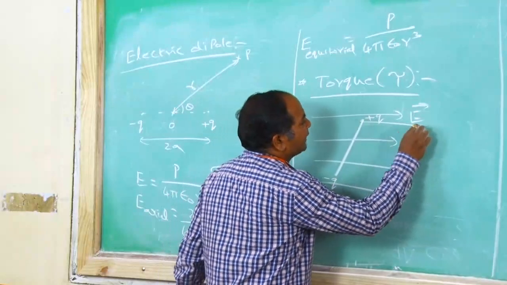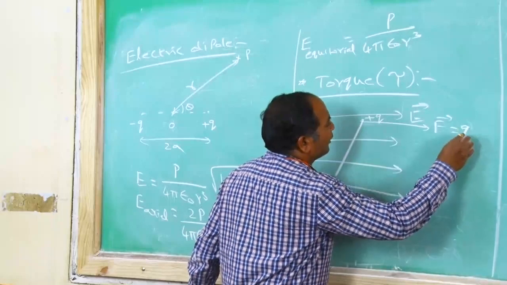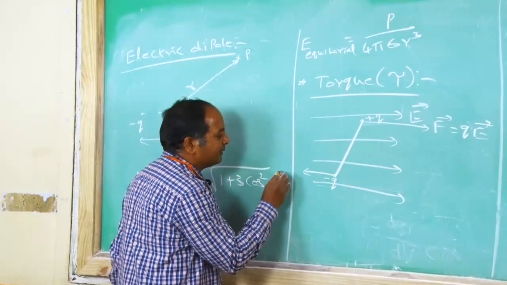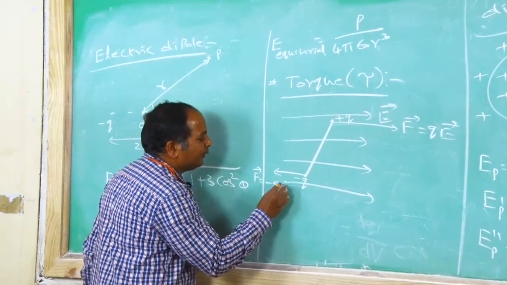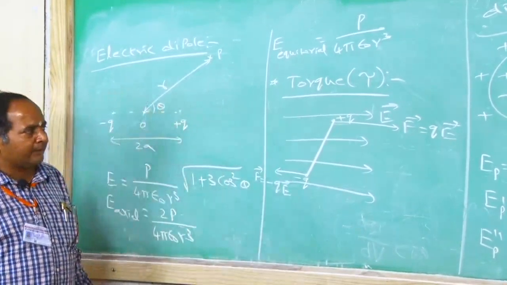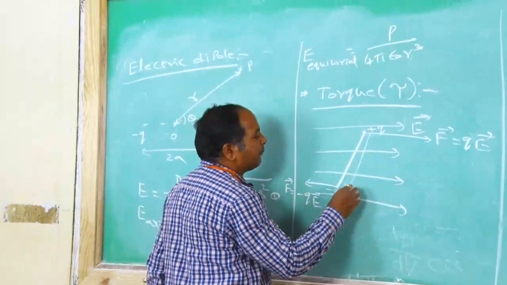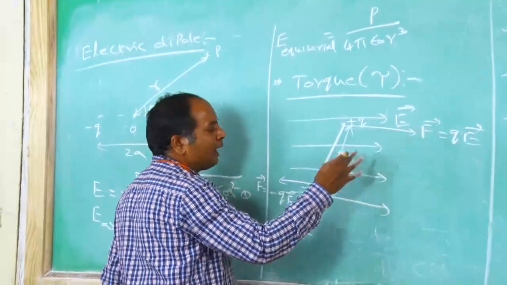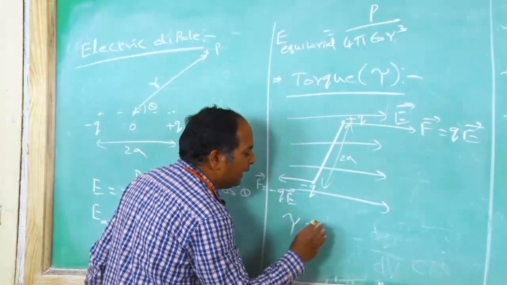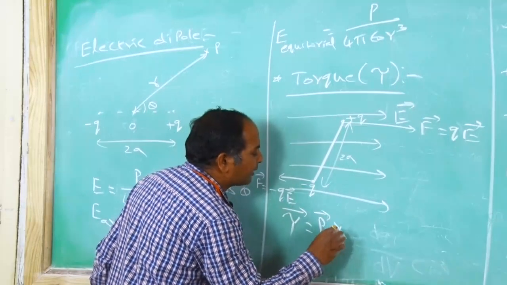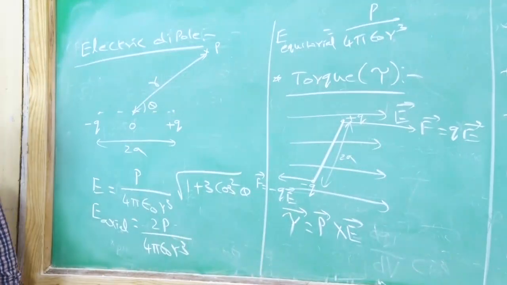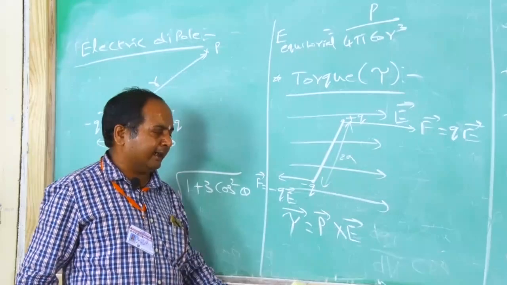Then this positive charge experiences the force F bar is equal to Q E bar in the direction of electric field, and negative charge experiences F bar is equal minus Q E bar in opposite direction. Here if these two are separated by a distance 2a, then the torque due to these two opposite forces is given by tau bar is equal P bar cross E bar. Here P bar is the dipole moment and E bar is electric field.